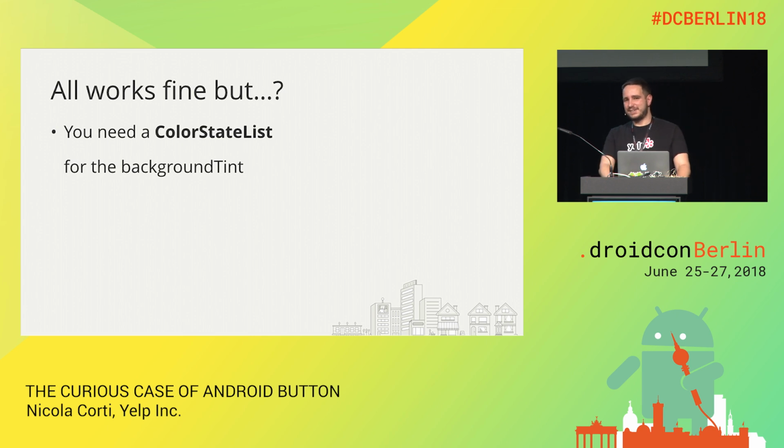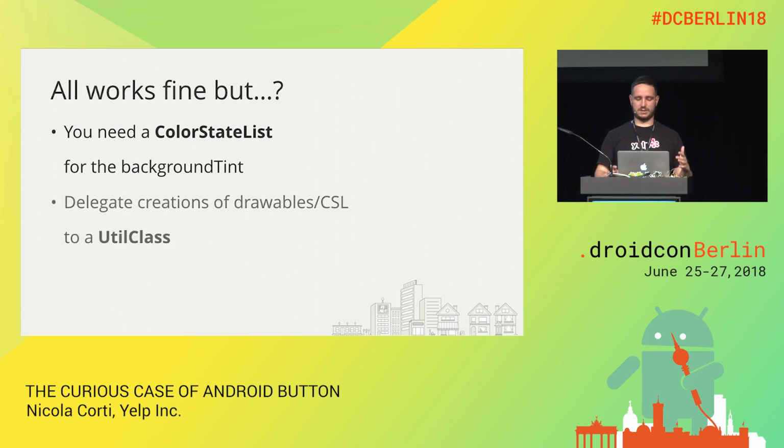So that's how things are. The solution that we ended up taking is, if you want to have something that is flexible enough, especially if you want to do A/B testing on your styles, what you need to do is have a util class where you create basically all the drawables, all the color state lists, everything that is in the XML, you create it at runtime and you provide it.